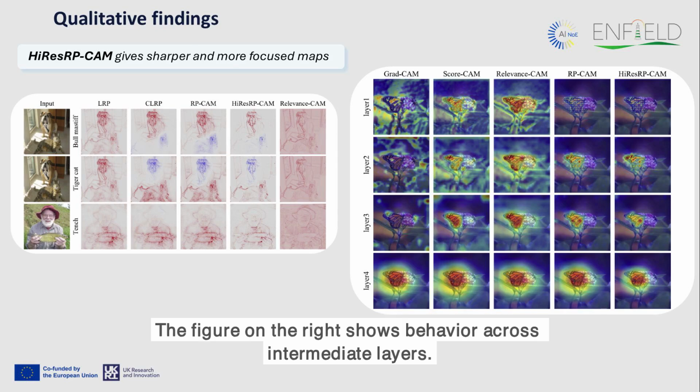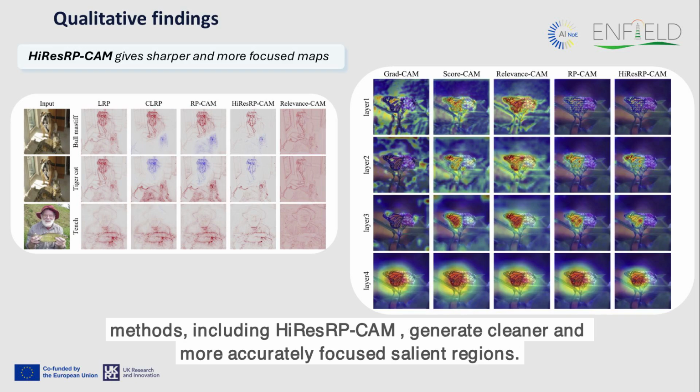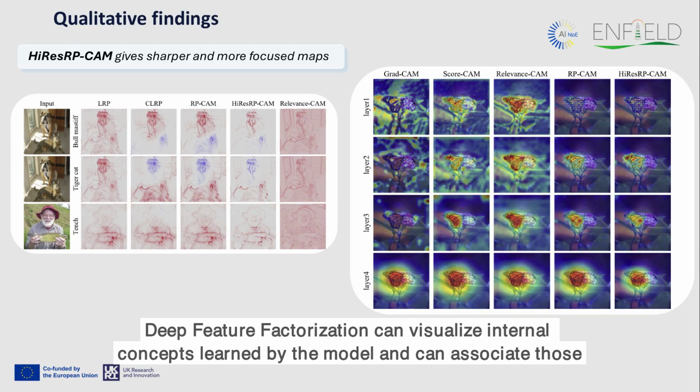The figure on the right shows behavior across intermediate layers. Methods such as GradCAM and ScoreCAM can be noisy in shallower layers, while LRP-based CAM methods, including Hires RP-CAM, generate cleaner and more accurately focused salient regions.